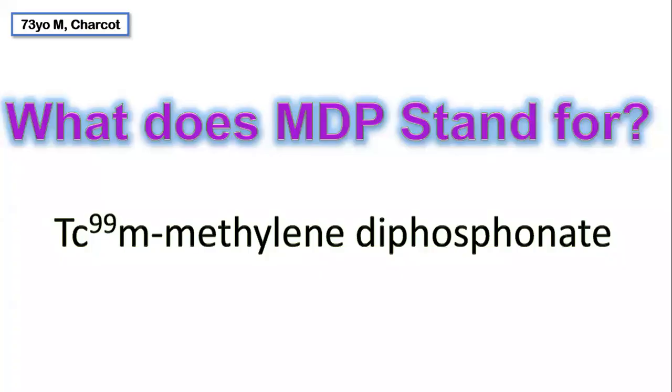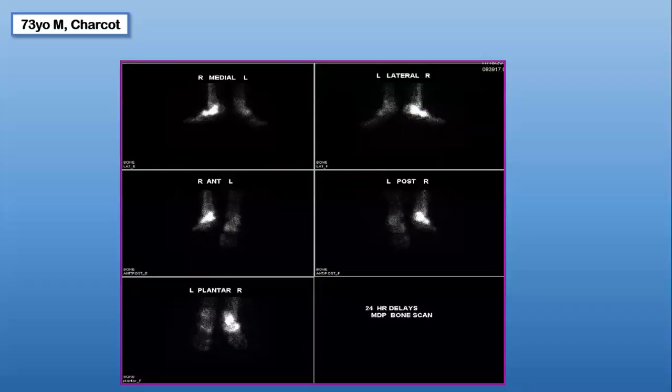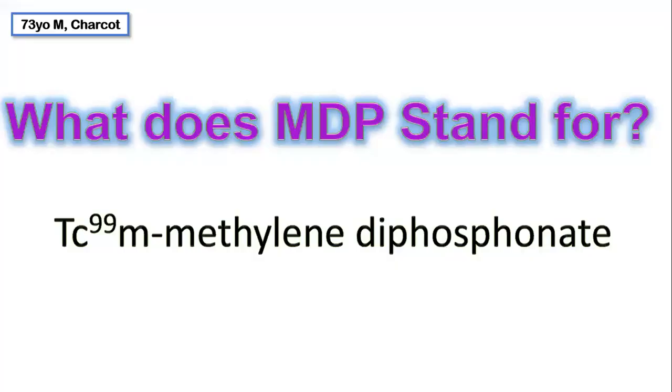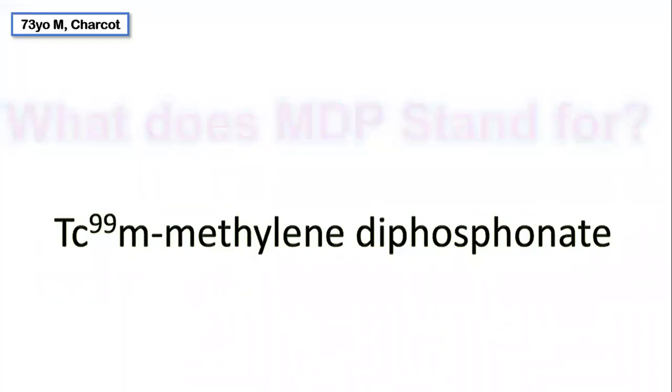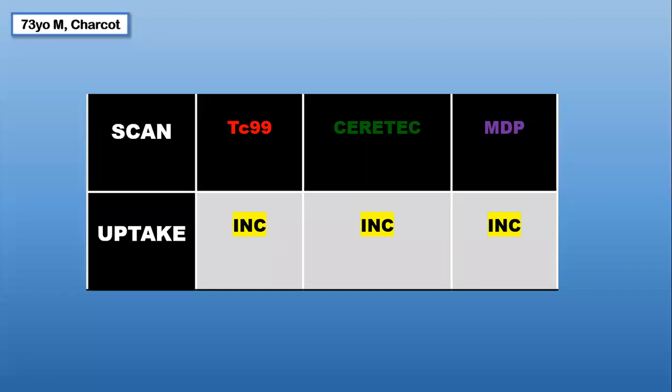So if there is uptake at the 24-hour point, then is it infection, or is it Charcot? Yep. So this indicates that there is a Charcot process, that yes, there is a Charcot going on, but because there is still uptake after 24 hours, there's also an underlying bone infection, or osteomyelitis. I had no idea how to pronounce it, so I just wrote it. Okay, so here's our scans. We had increased uptake in the Tech-99 scan, the Ceretec scan, and the MDP. So we have a Charcot and osteo combo.